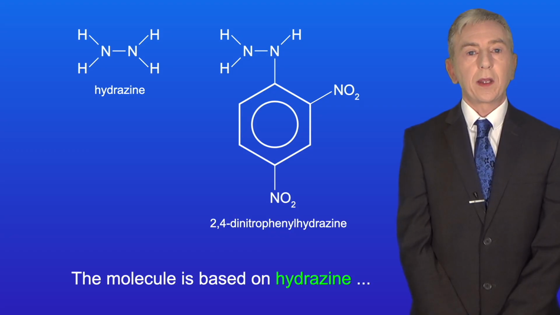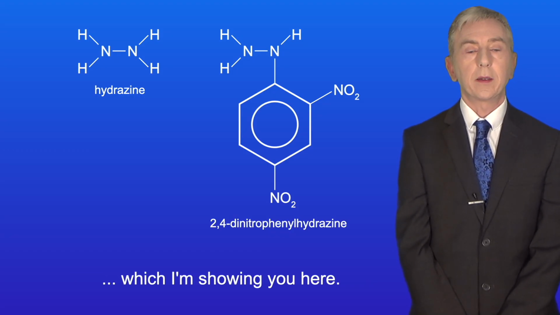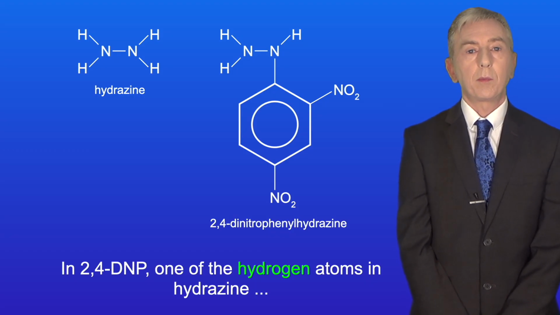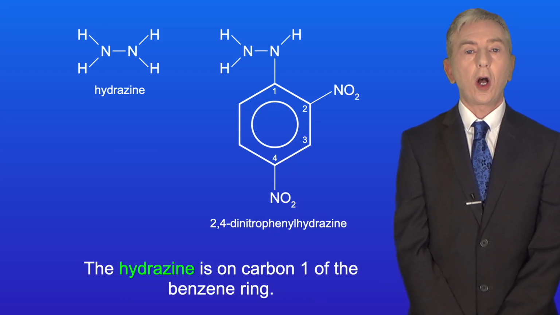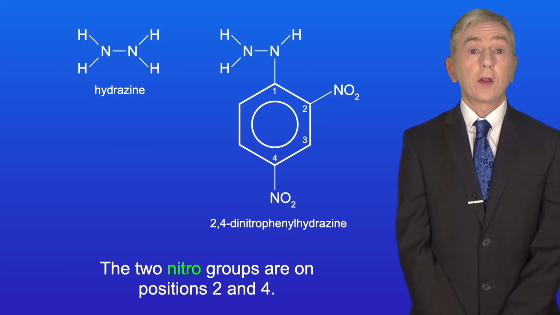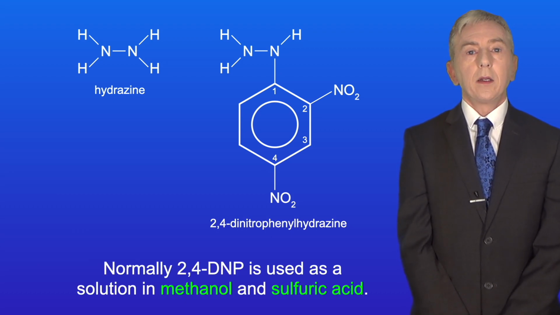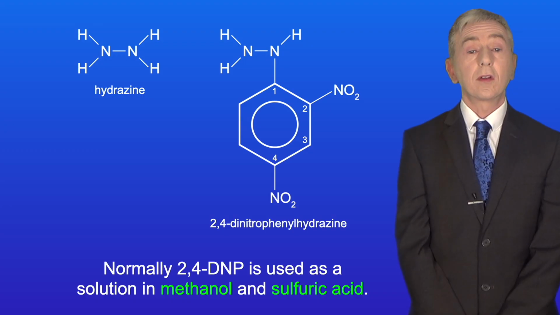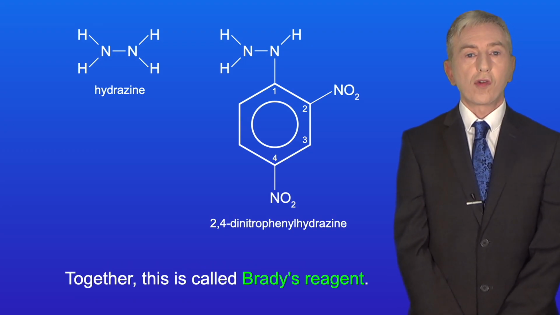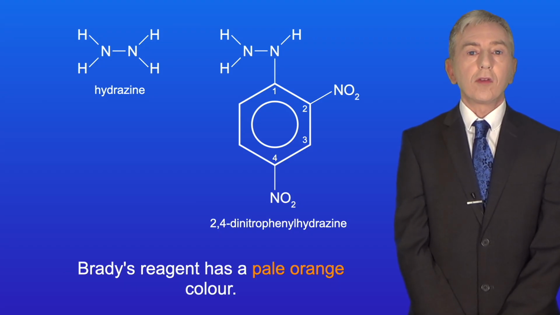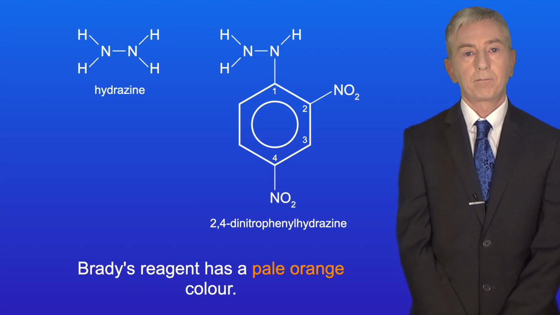The molecule is based on hydrazine, which I'm showing you here. In 2,4-DNP, one of the hydrogen atoms in hydrazine has been replaced with a benzene ring containing two nitro groups. The hydrazine is on carbon 1 of the benzene ring. The two nitro groups are on positions 2 and 4. Normally, 2,4-DNP is used as a solution in methanol and sulfuric acid, and together this is called Brady's reagent. Brady's reagent has a pale orange colour.